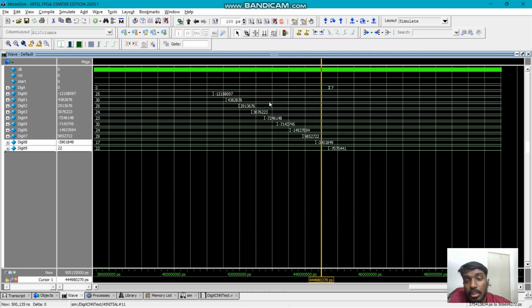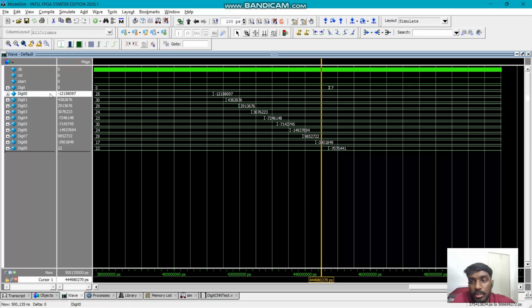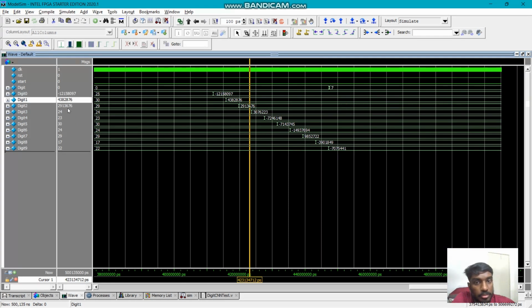Okay, now as we can see, we're using design 2, using one multiplier and one accumulator. So after the digit 0 summation and the multiplication with the fully connected weight is done, then only digit 1 will continue, then digit 2 until digit 9.